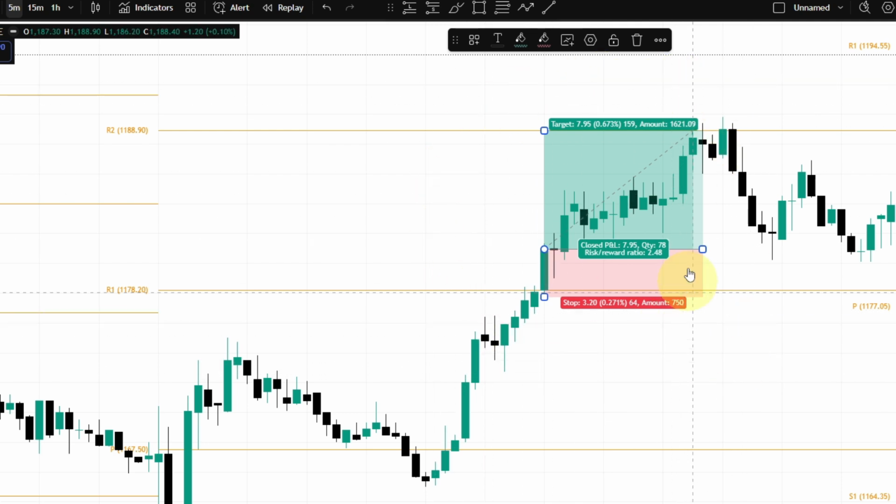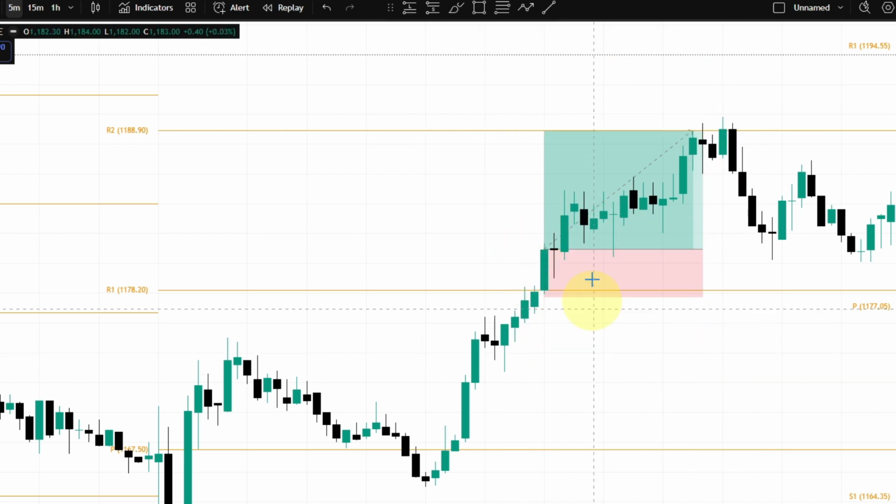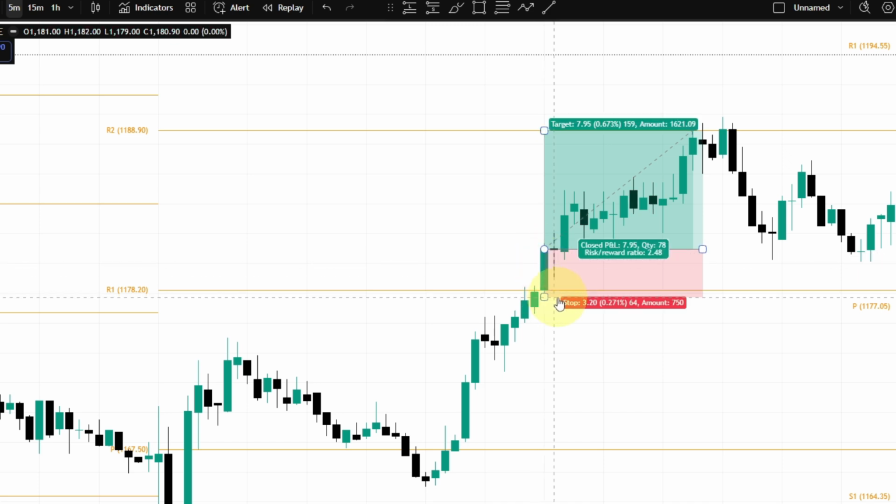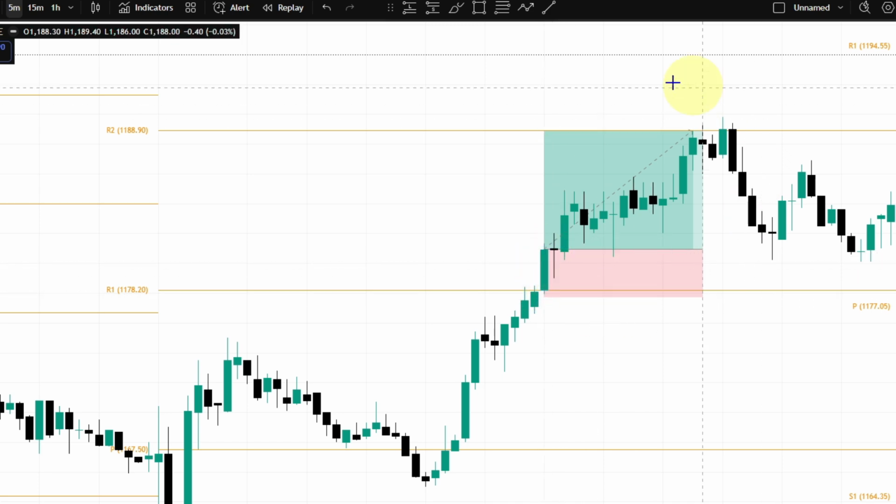By doing this, you can see our RR ratio improved. Before it was like 1:0.9 and now it is 1:2.48. This is a good RR ratio to take trades. So you got it right. We will enter when the R1 line gets broken, set our stop loss at the R1 line, and take the profit at the R2 line.